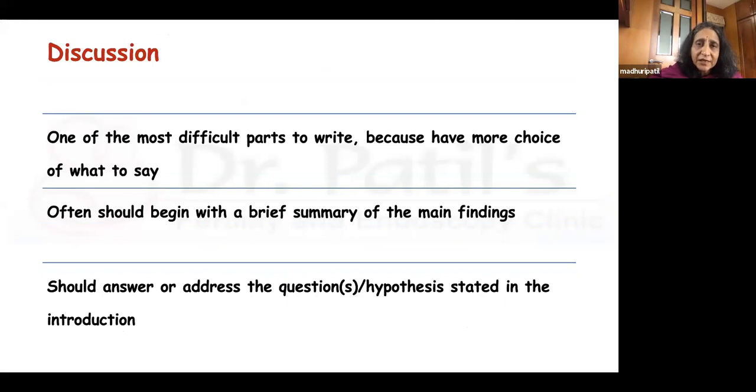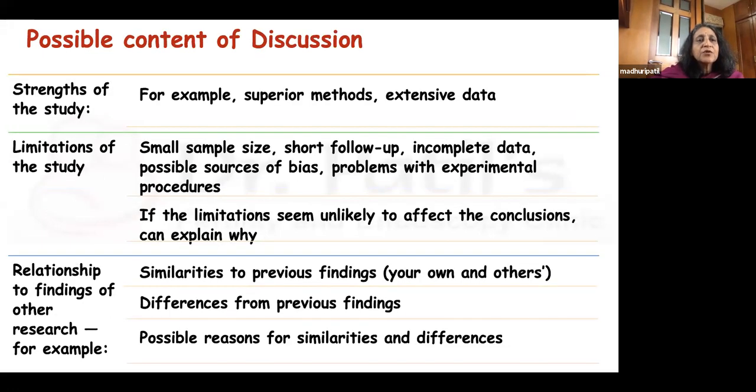Then coming to the discussion part, it is one of the most difficult parts to write, because you have more choices of what to say. Often it should begin with a brief summary of your own findings, which are your main or primary outcome. You should answer or address the question or hypothesis which was stated by you in your introduction. So we can divide the content of the discussion as, one, the strengths of the study, for example the superior methods and the extensive data you have analyzed.